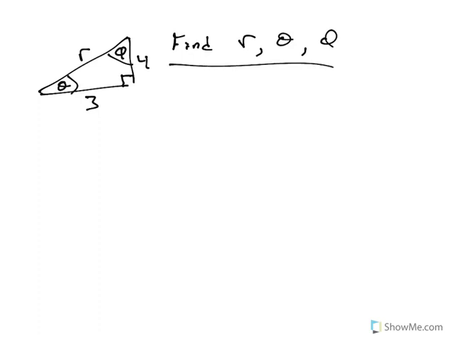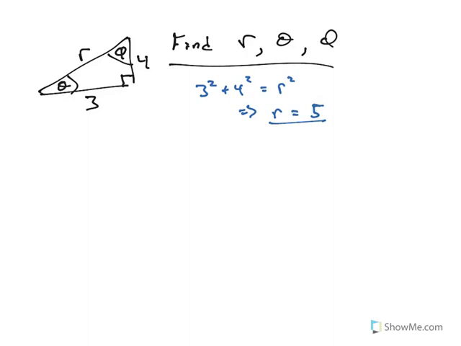Okay, well, let's see. How do I do it? First thing I could do is find r quite easily using the Pythagorean Theorem. 3 squared plus 4 squared is r squared. And I did this before. We already know r is equal to 5. So there's one of my answers.